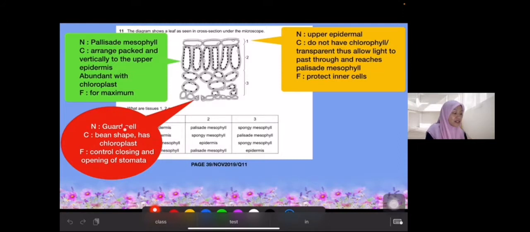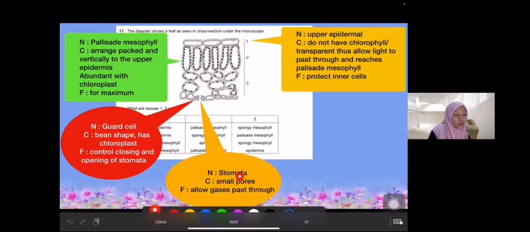Alright, next, this is what? This is name is guard cell. Their characteristic, they have been shaped and has chloroplast. Okay, function, they control closing and opening of stomata. You can open your book masa nak buat ni, cari setepat mungkin nota-nota yang you nak letak. Okay, next. Nama dia stomata, characteristic dia adalah small pores and their function is to allow gases to pass through them. Gas apa? Gas, oxygen keluar, carbon dioxide masuk.